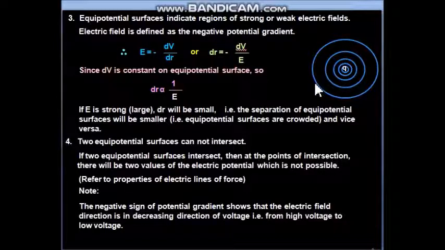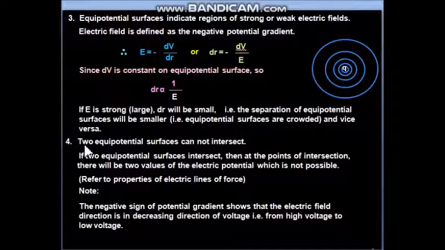Away from any charge, since the electric field is weaker, the gap between two EPS is more. On the other hand, near the charge, close to the charge, electric field is stronger, so the gap between any two EPS is very less. So this idea is given in the third property. Now let us move to the fourth property.